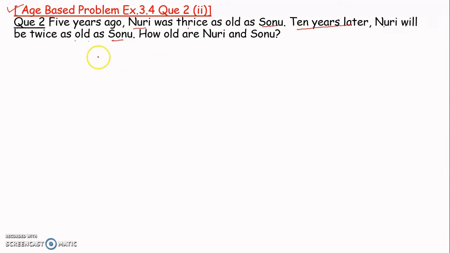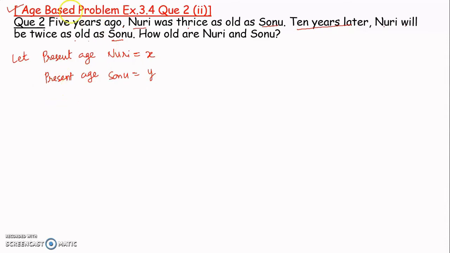So here, in this type of problem, our assumptions will be, let present age, we will assume present age of given person. Let's say present age of Noori is X and present age of Sonu is Y. This will be our assumptions. In any age problem, we'll take the present age as our assumptions.